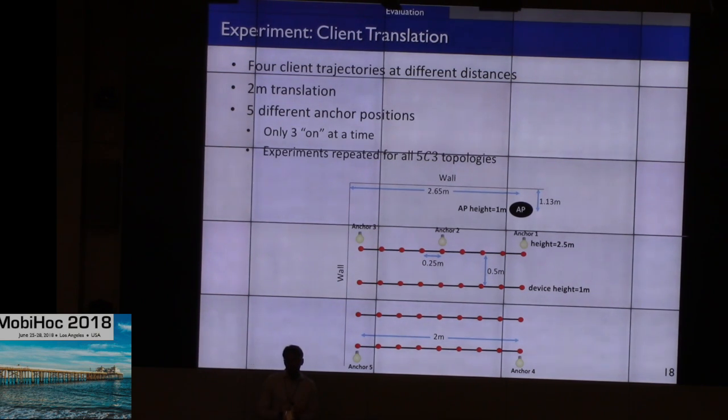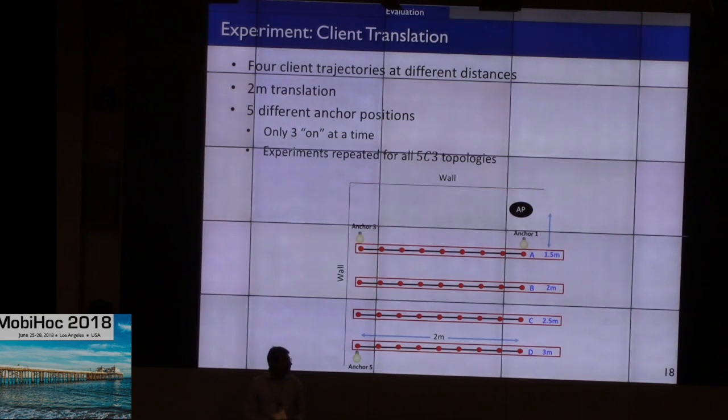This is a more challenging mobility scenario because it requires adaptation at both the access point side as well as the client side. In this experiment, we have the access point and the client at the same height, which is 1 meter, and then we have ceiling mounted light anchors. For light anchors, we are considering 5 different light anchor positions. However, for a single experiment, we only turn on 3 of these 5 lights, which is the minimum required for SearchLight. Hence, we repeat the experiment for all possible combinations of the light anchor topology.